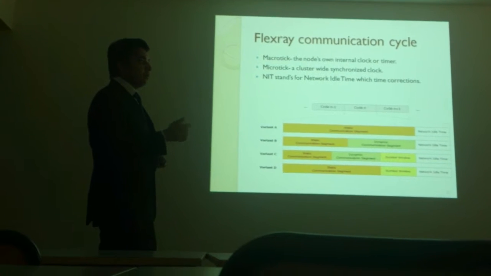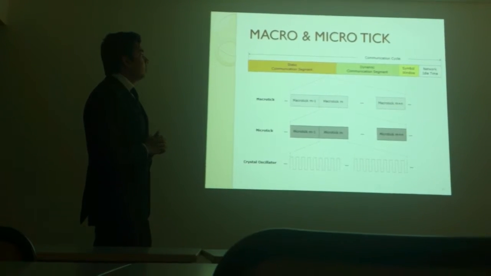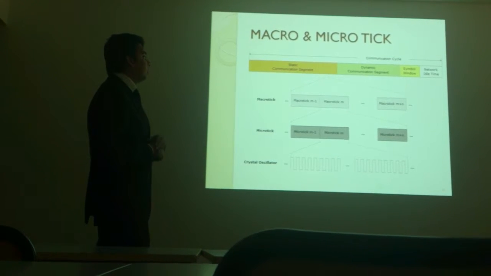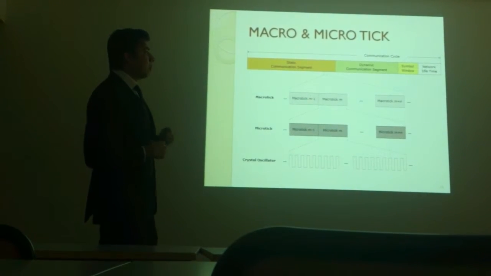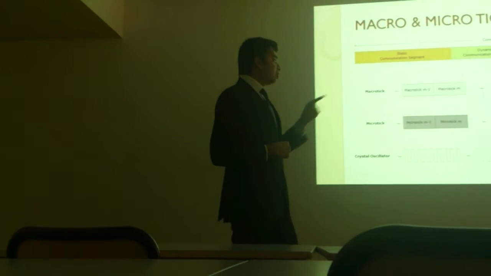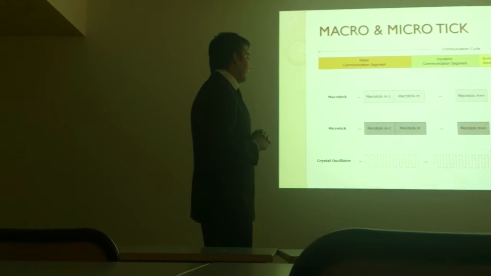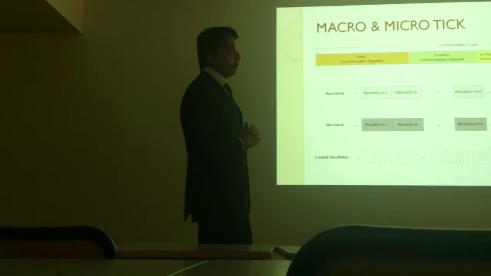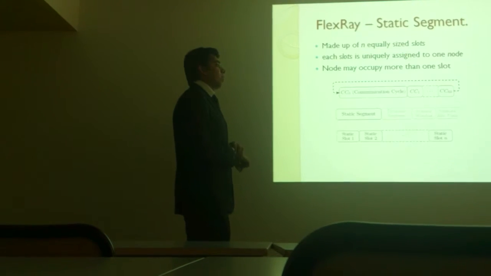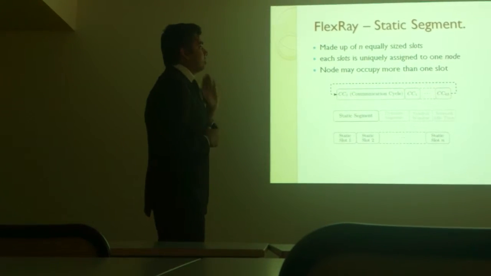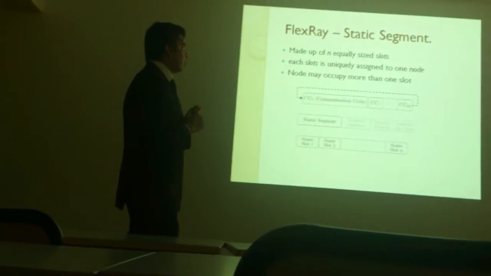A macro tick and micro tick, as I explained. A static communication segment has a fixed number of macro ticks, but the variation is with the micro ticks due to the frequency of the crystal oscillator. The length of the micro ticks varies. Static segment. It is made up of equally sized slots. Each slot is assigned uniquely to one node. One node can occupy many slots.